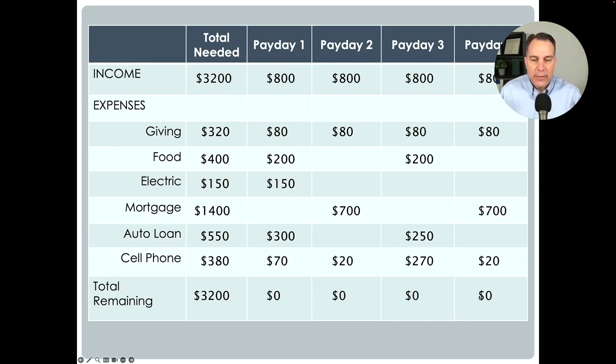We can see now that we have distributed all of the months. This part here was their basic budget for the month. But now they have a distributed budget, so they know exactly when they're going to get paid. When they get paid for paycheck 1, they know exactly what they're going to do with it. They're going to give $80. They're going to take out $200 for groceries. They're going to pay their electric bill. They're going to leave in their account $300 for auto loan and $70 for the cell phone. And they have a plan for each paycheck for the month. Again, this distributes it based upon the timing of it.